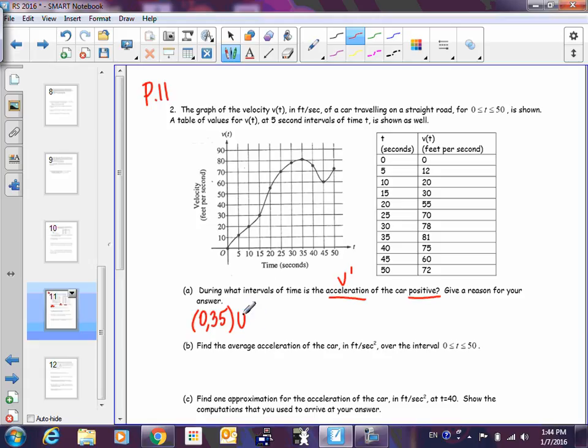And what would the second interval be? 45 to 50. Good. Our justification here has to be something about velocity. Because we're given information about velocity, our justification has to be in terms of velocity. So probably the easiest way of saying this is because velocity is increasing.